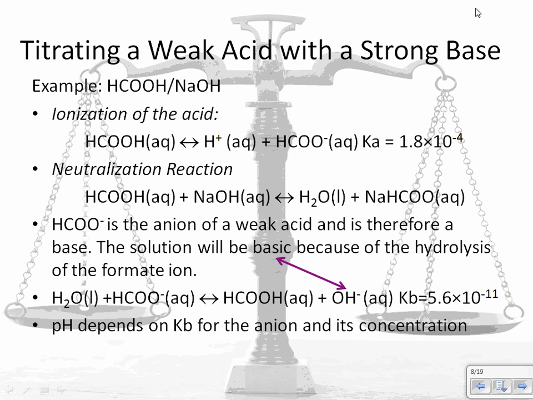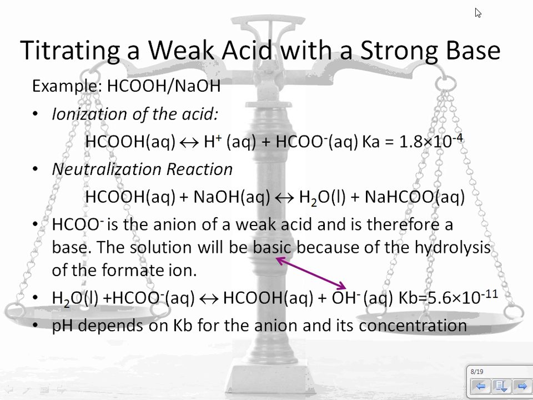All right, so here's new grade 12 stuff. We're going to look at an example of titrating a weak acid with a strong base, and then in class, we're going to look at an example with a strong acid and a weak base. So for this reaction, we have a weak acid, so we've got formic acid here, or methanoic acid, being titrated with a strong base, sodium hydroxide.